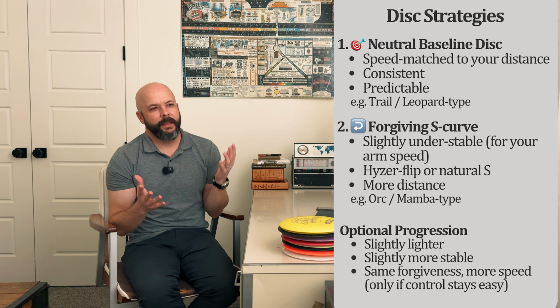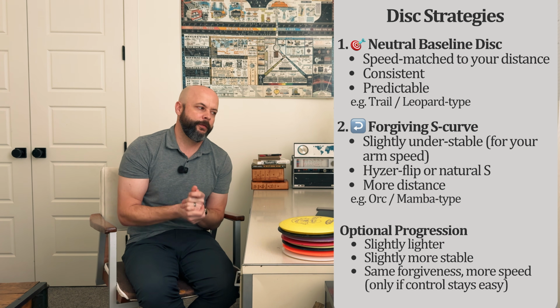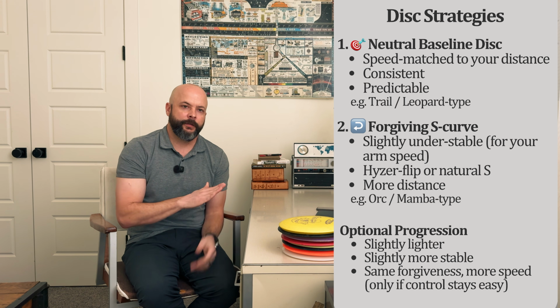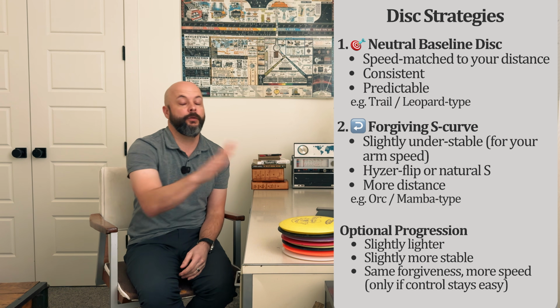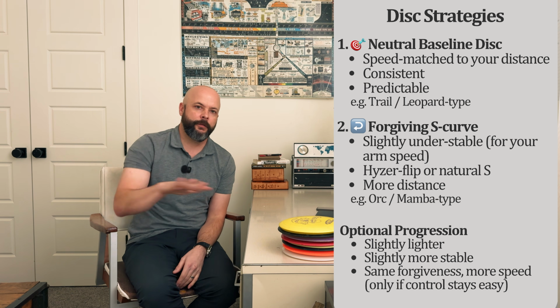So yeah, in this process of trying to identify that more forgiving disc, you're going to find discs that are either too overstable or too understable. And there's just that middle ground where you get the full S-curve.